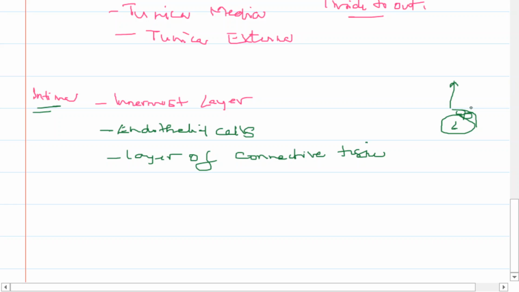The outside of this layer has a thick layer of elastic fibers called internal elastic lamina. Now remember this because there is also an external elastic lamina. This is present on the outside of the tunica intima.